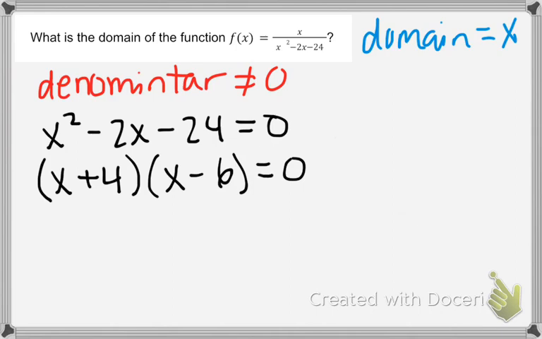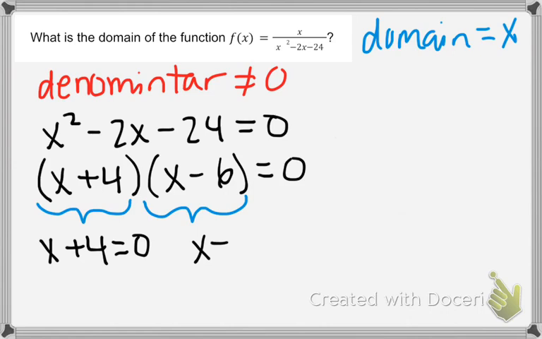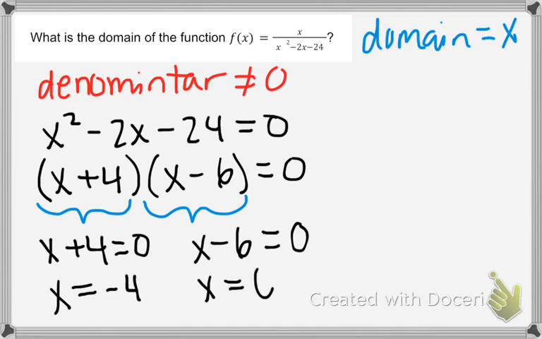And when we have two parts that are being multiplied together, if one of them is equal to 0, the whole thing will be equal to 0. So we can go ahead and set x plus 4 equal to 0 and x minus 6 equal to 0. So here we'll get x equals negative 4 and x equals 6. These are the x values we can't have in our domain.